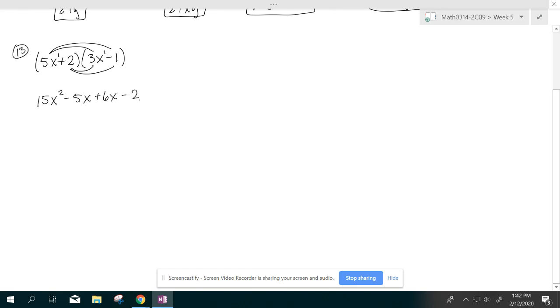Negative 2. Now, in most cases, you will need to combine like terms to finish it. 15x squared plus x. And we're done. And that's kind of cool. You start with 2 bis and you end with a tri. Anybody have any questions about the FOIL method? Y'all think you need to see another FOIL method? Okay, we'll crank it up a notch then, okay? Let's go to number 23.